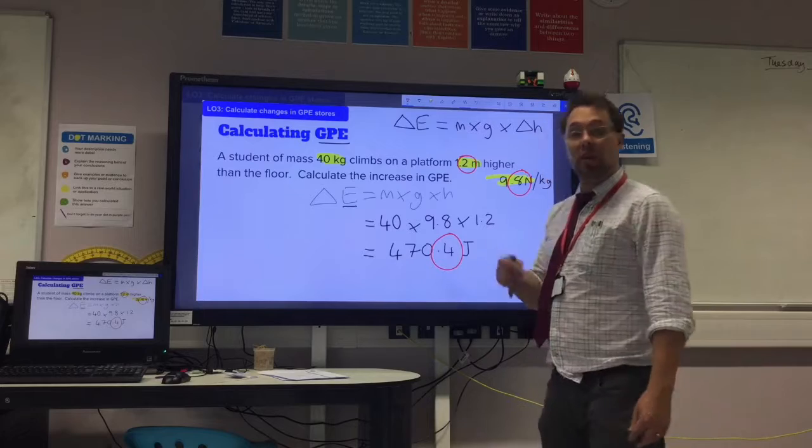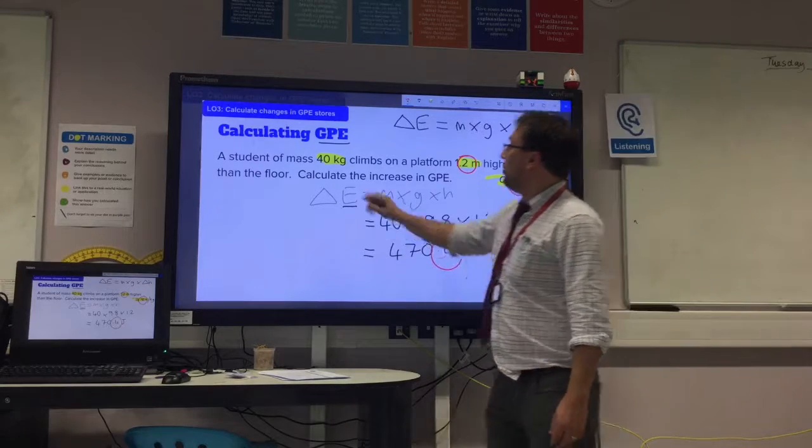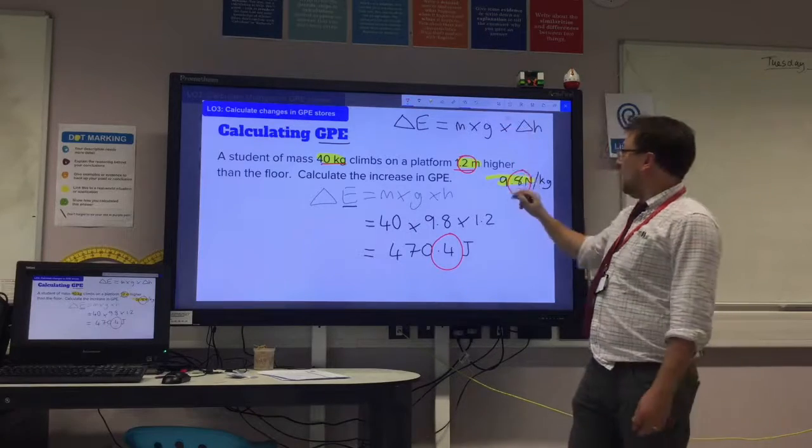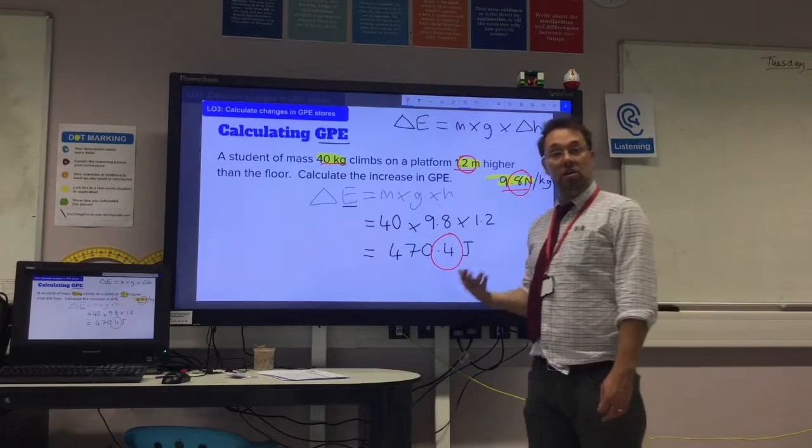So that is how we calculate gravitational potential energy. If we know the mass of an object, we know the change in its height, and we also have remembered the gravitational field strength.